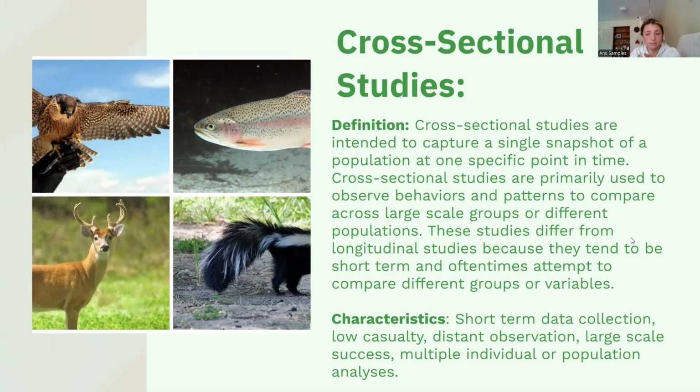Some characteristics of them: short-term data collection. They are typically low casualty because if you're observing a large group, you're a distant observer a lot of the time, so not too high stress. You can compare multiple individuals or multiple populations or multiple variables super easily with a cross-sectional study. That's what these are for. So if you're studying 300 individuals at one time, you're probably doing a cross-sectional study, right?